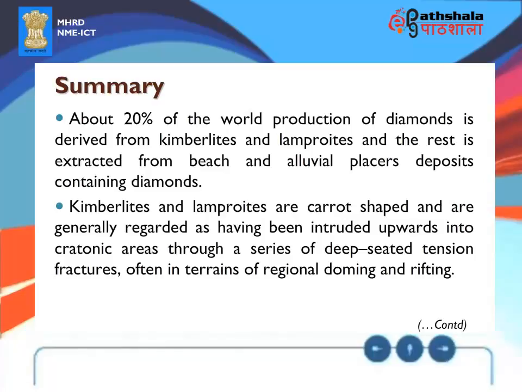Summary. About 20% of the world production of diamonds is derived from kimberlites and lamproites, and the rest is extracted from beach and alluvial placer deposits containing diamonds. Kimberlites and lamproites are carrot-shaped and are generally regarded as having been intruded upwards into cratonic areas through a series of deep-seated tension fractures, often in terrains of regional doming and rifting.